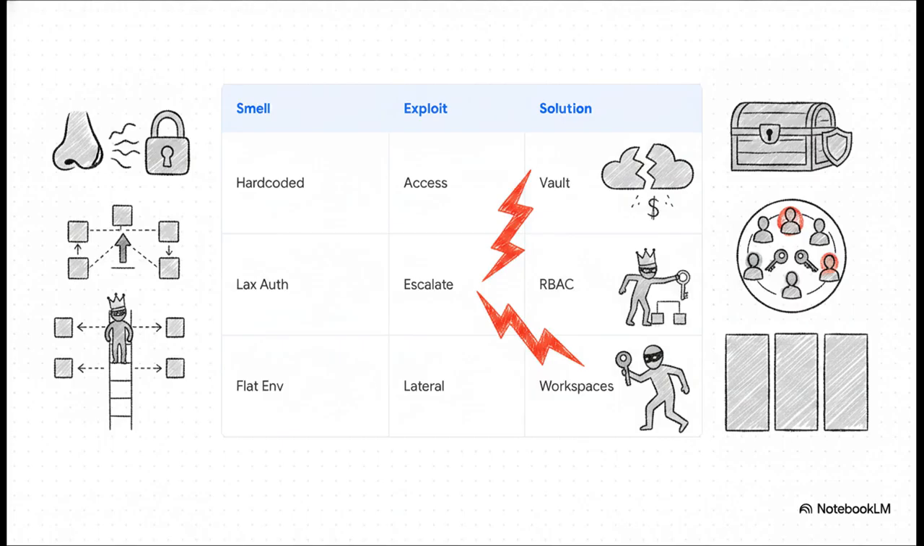What about lax access controls? That leads straight to privilege escalation, which we stop cold with strict role-based access. And if your environments are unsegmented, attackers will use that for lateral movement across your systems. To fix that, you use workspaces or directories.